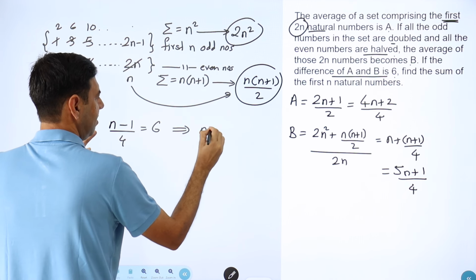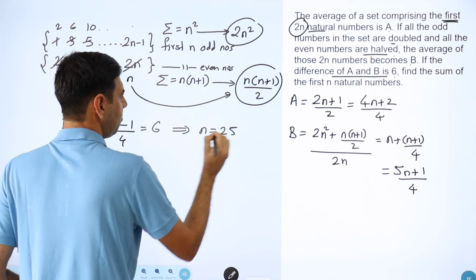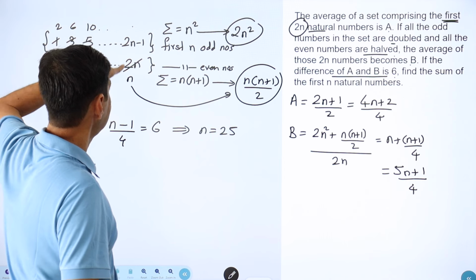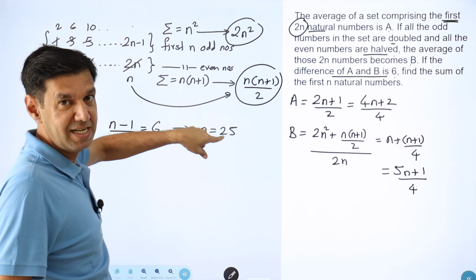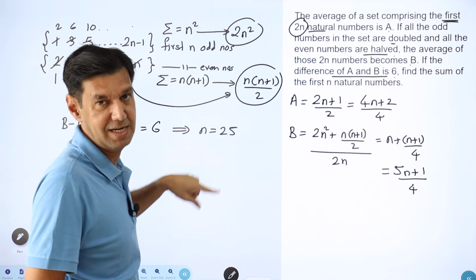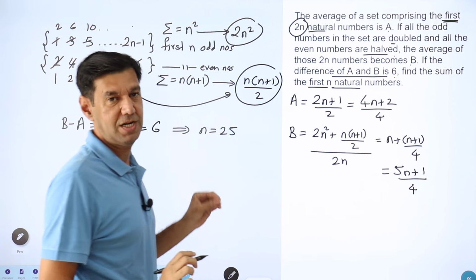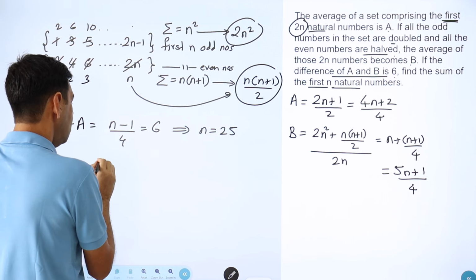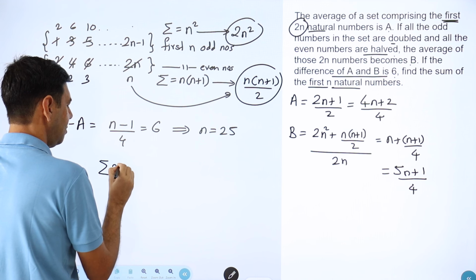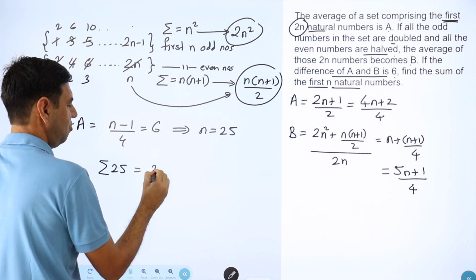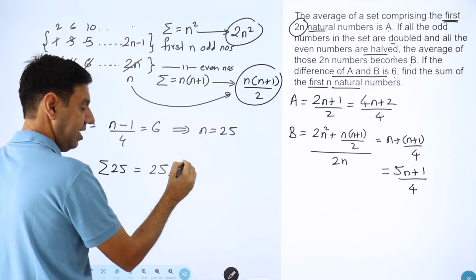Solving it is very easy. I get n as 25. So remember, first there are 50 numbers. Yeah, n is not the number of numbers, 2n are the number, but the question is asking to find the sum of the first n natural numbers, whereas n is 25. So this part is very easy. You just need the sum of 25, which you should be able to do orally only.